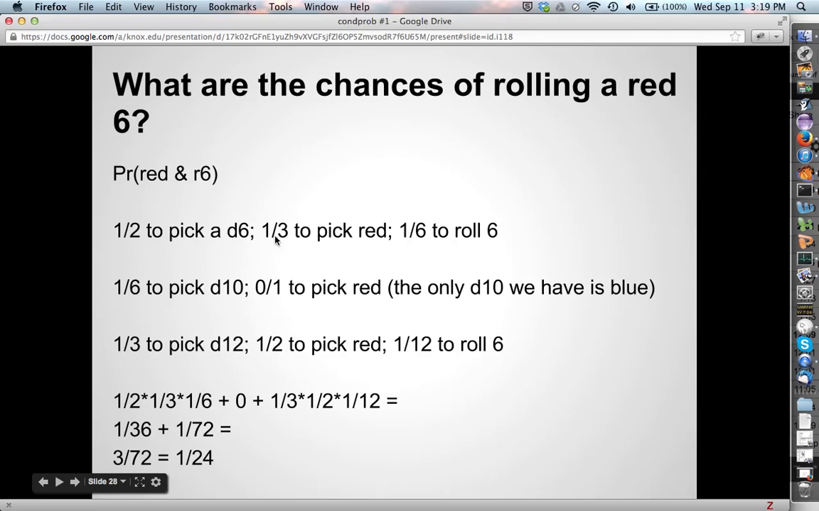Well, it's 1 in 2 to pick a D6. It's then 1/3 to pick red, and then 1/6 to roll a 6. 1 in 6 to pick a D10. 0 out of 1 to pick a red because there's only a blue one, so basically that reduces to 0. 1/3 to pick a D12. 1/2 to pick the red die, and then 1 in 12 to roll a 6. So we can multiply all this out and add it up, and we get 1 in 24.